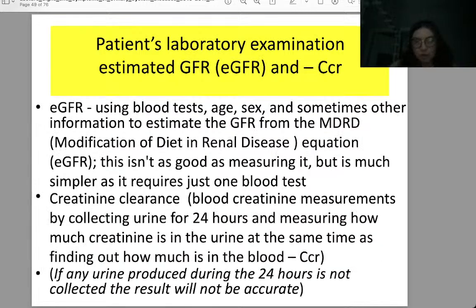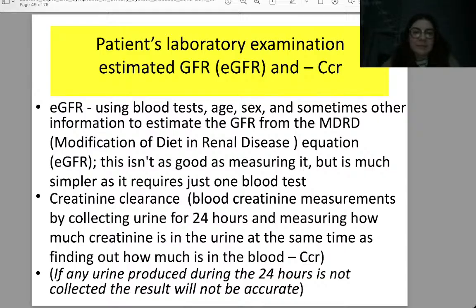And estimated GFR, or calculated GFR. We can do it using a blood test, age, sex, and sometimes other information to estimate the GFR from the MDRD, or modified diet in renal disease equation. This isn't as good as measuring, but it is much simpler and requires just one blood test and general information about the patient. That's why it's much cheaper and much less invasive and damaging for the patient.